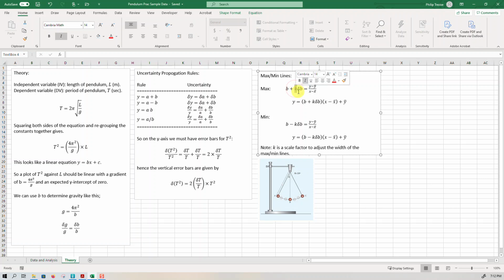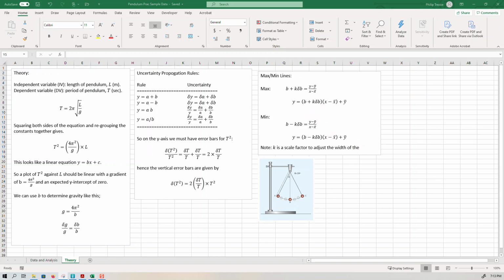This k is a scaling factor which will allow me to adjust the width of the max and min lines. Now I'm going to multiply the x, take x bar against all of this, so that's in brackets times x take x bar. That would leave me with y take away y bar, and then I just add on y bar, the average y value. So I know the gradient, I know the uncertainty, I know x bar and y bar. For any x value at all, I can predict the y value that will belong. Now that's a pretty complicated little formula there.